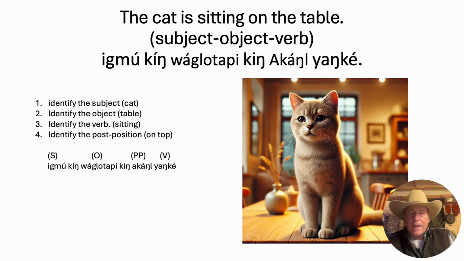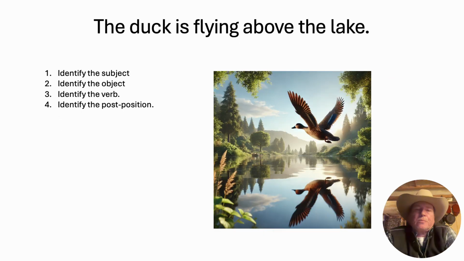So the cat is sitting on the table in Lakota becomes igmuki, the cat, waglotapi, ki, the table, akan, on top of, yanke. All right, it is sitting. So cat, the, table, the, on top of, it is sitting. Okay, so let's move on to the next one.